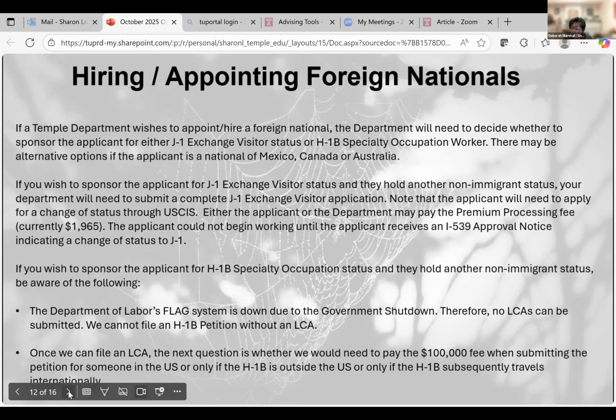Sharon, would that include renewals for H1Bs? Again, we still don't know because it was written so vaguely. So we're hoping no, but we don't know. It could be that we could still file their extension in the US, but they really can't leave. So that's not great either.